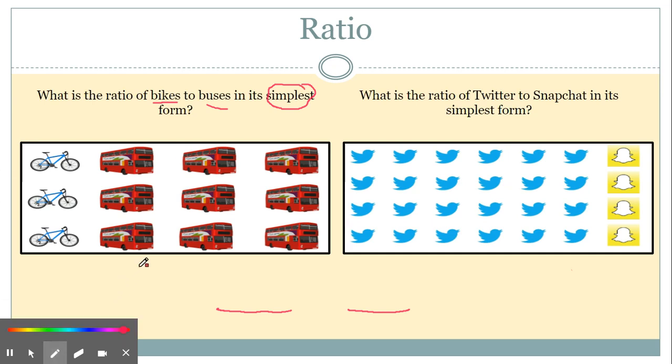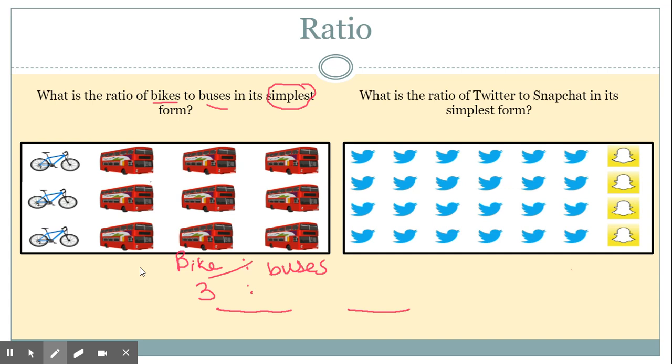Go to pen and I will just write, I need bikes ratio buses. How many bikes are there? 3. And how many buses are there? 1, 2, 3, 4, 5, 6, 7, 8, 9. And now we are asked to simplify our answer.